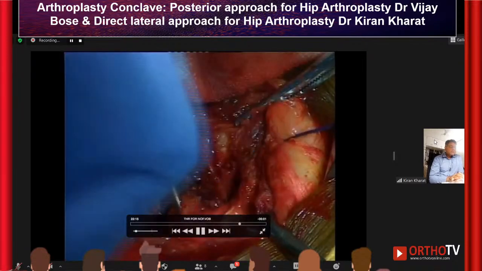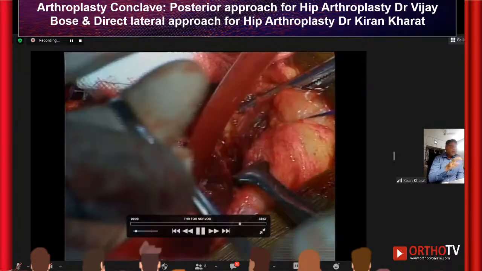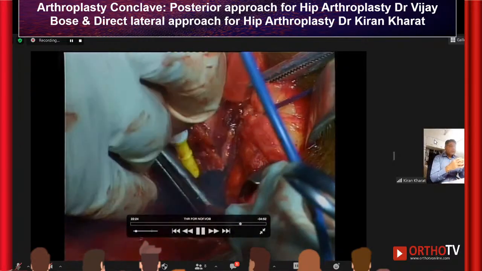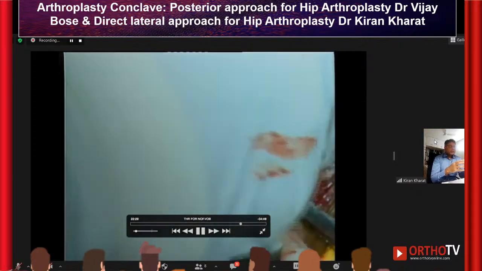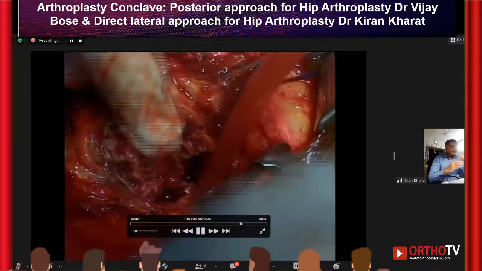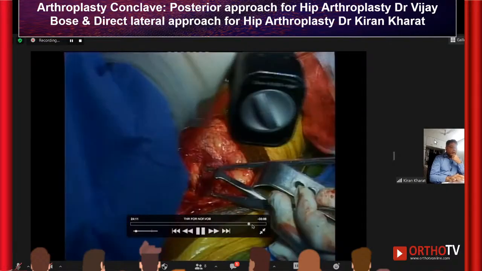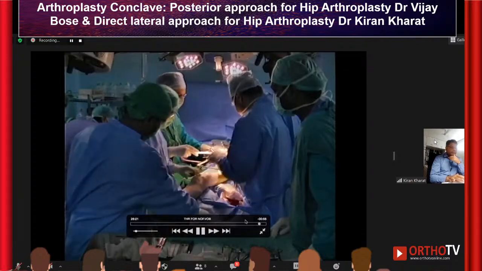And here you are. So why is it crucial? You can see the soft tissues are very pliant, very soft. And therefore, the balancing of the hip is very critical in a fractured neck situation. And these capsular leaves have to be preserved till the very end. So with this, I end my talk and welcome comments from the panel. Thank you very much.